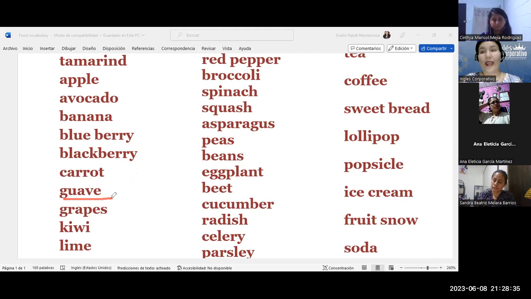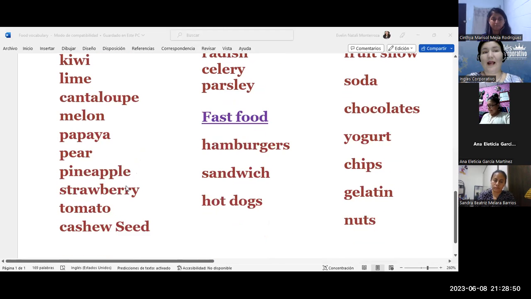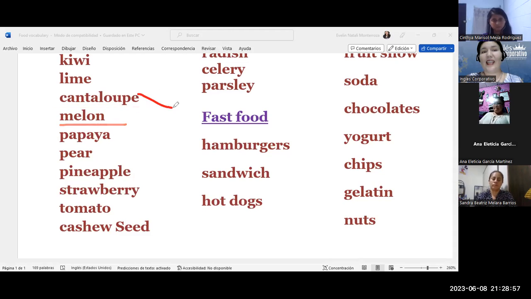The next one, carrot, zanahoria. Guava is guayaba. Grapes, uvas. Kiwi. Kiwi is the same, right? Lime is lima. The next one we have cantaloupe. Cantaloupe and melon are the same thing, right? Son melones. The most common difference is that a cantaloupe is orange and a melon is green.